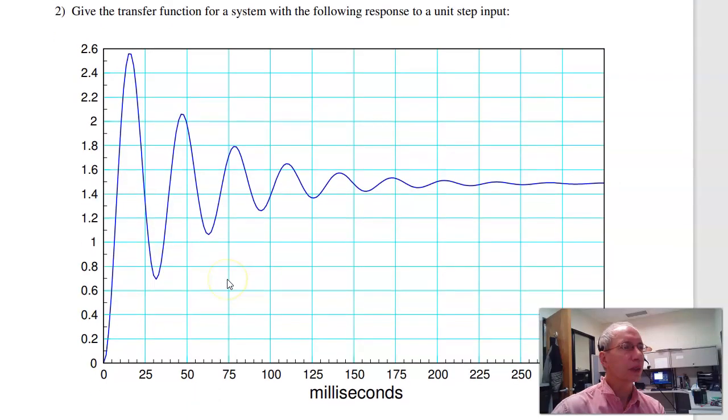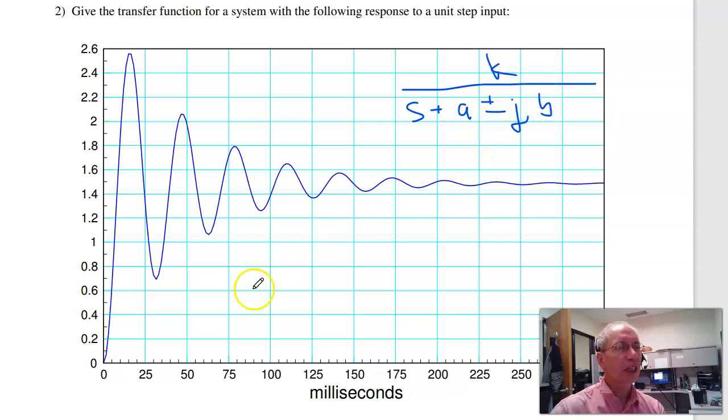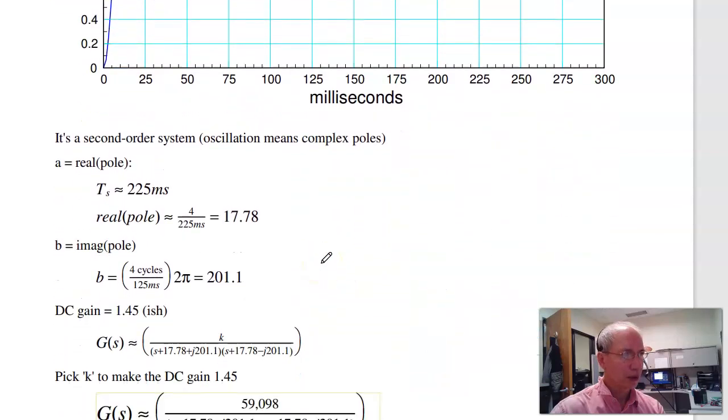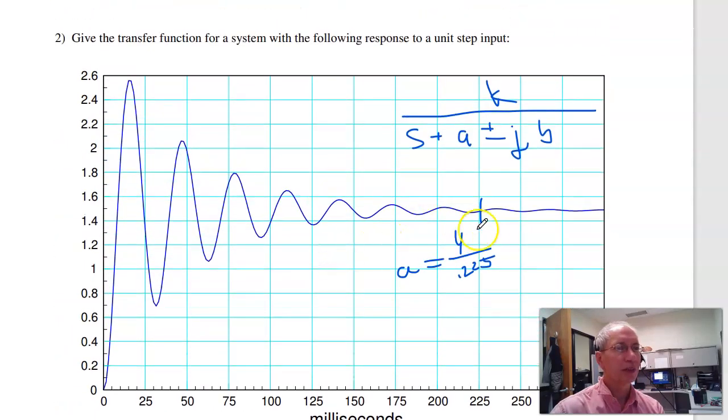On to problem 2. This is the Jeopardy question. Name that system. This is clearly a second order system because it's oscillating. So I've got a complex pole and its complex conjugate. To get the real part, I can look for the settling time. Here the settling time is right around here. Call it 225 seconds. So A is going to be 4 over the settling time. I'm giving you 17.78.